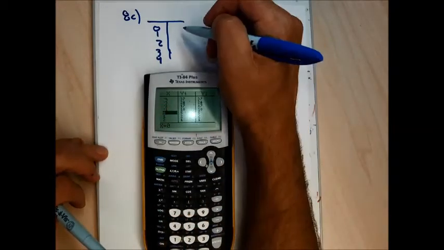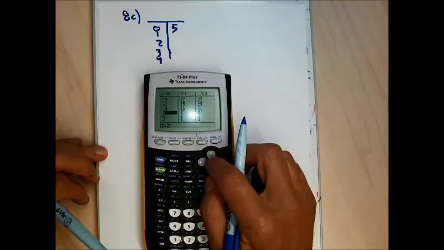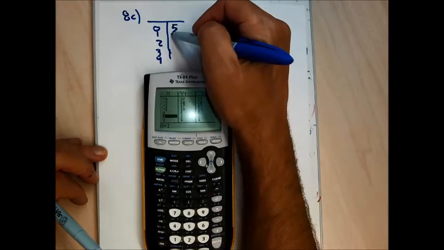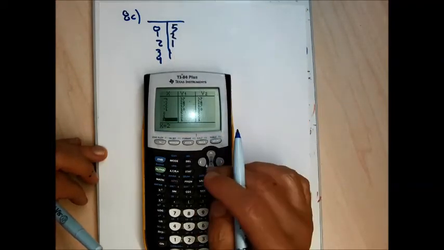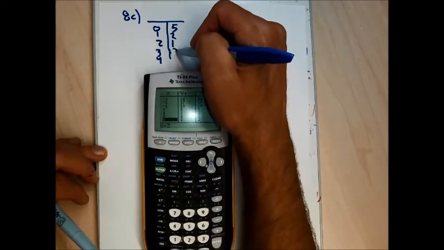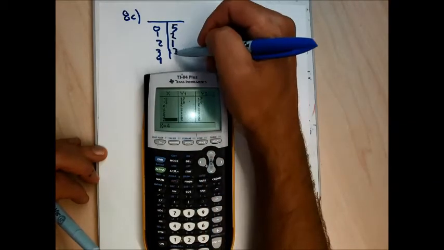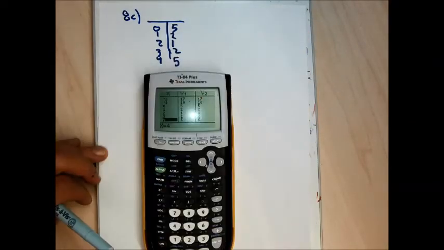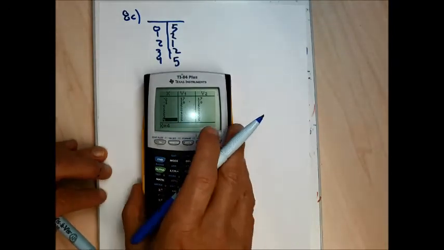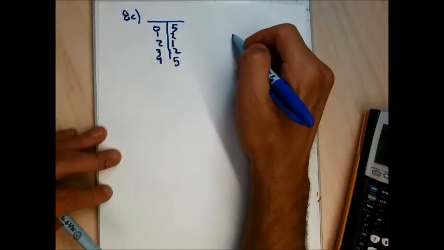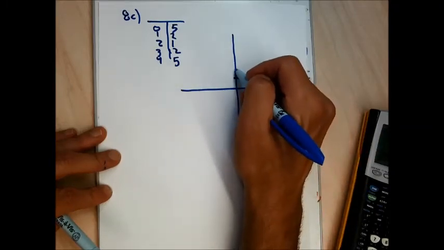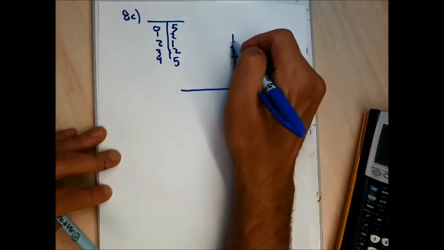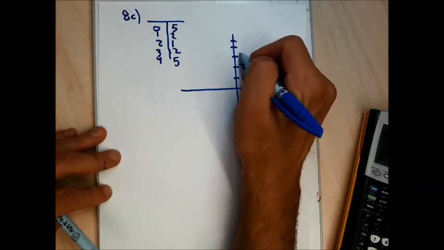Next to 0, I'm going to put 5. Next to 1, I'm going to put 2. If your y's are different, you've made a mistake. Next to 2, I'm going to get 1. Next to 3, I'm going to get 2. And next to 4, I'm going to get 5. All I need to do is sketch a graph and label the vertex. I don't have to do any increasing, decreasing, maximum, minimum points. So I'm just going to graph these 5 points.